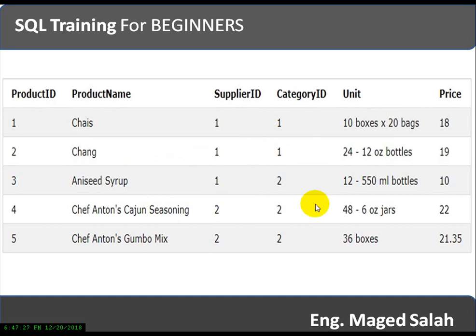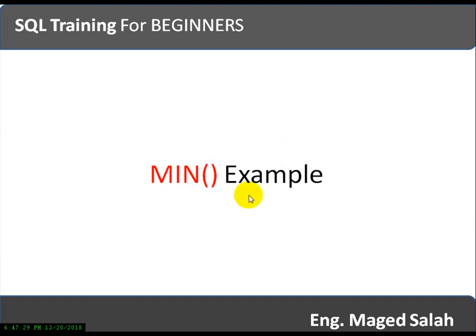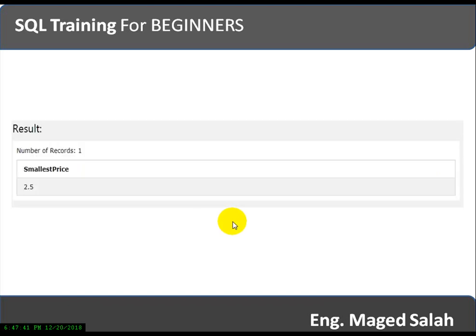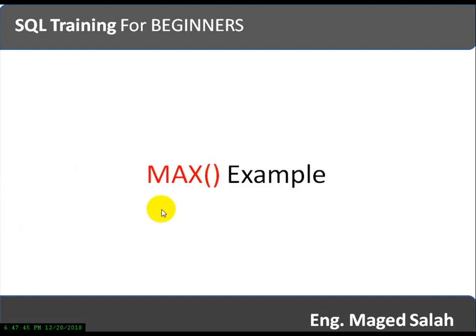It is simple for the table products. Minimum example: select min(price) as smallest price from products. This is the minimum price.